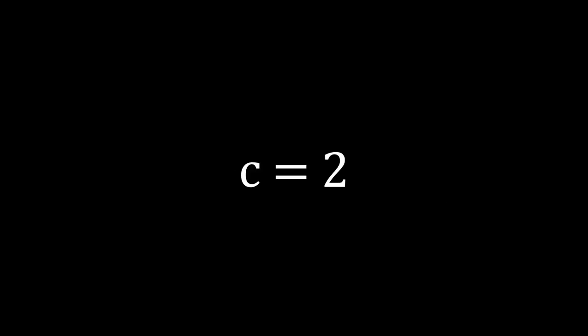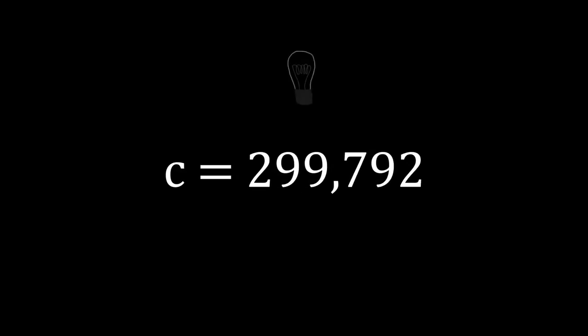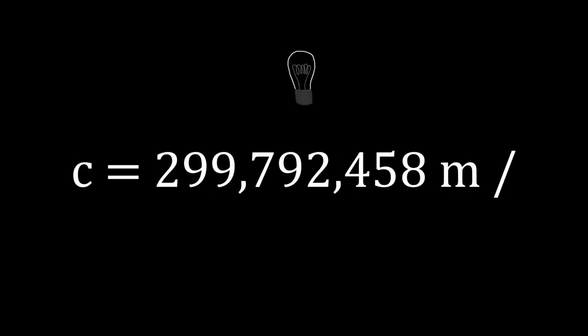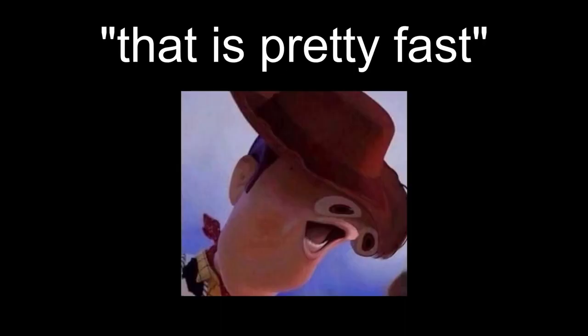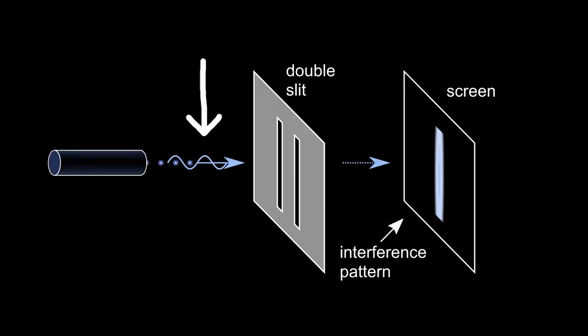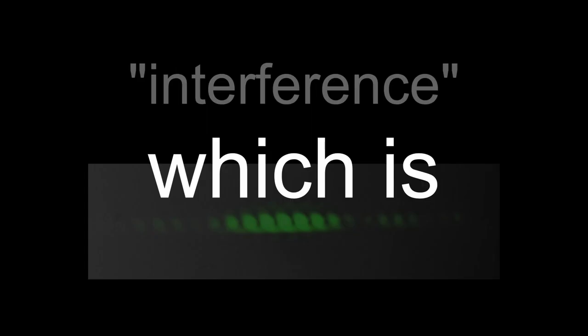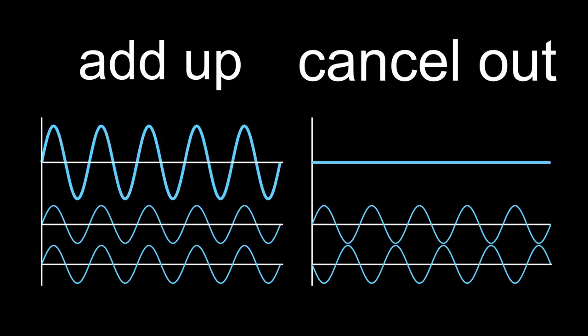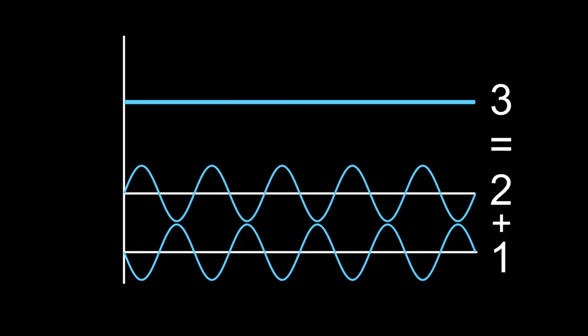Oh yeah, did I mention that light is like the fastest thing in the universe? To be exact, 299,792,458 meters per second in a vacuum. That is pretty fast, said everyone. Also, light is a wave, said everyone. Why? If you shoot it through two teeny tiny slits, it creates a fancy pattern due to interference, which is just a wave thing. You see, when two waves cross, they can add up or cancel each other out. These gaps are the spots where they cancel each other out. So in this case, light behaves like a wave.